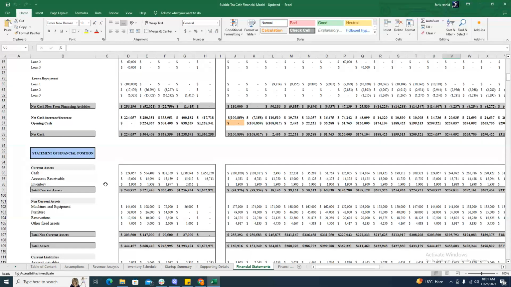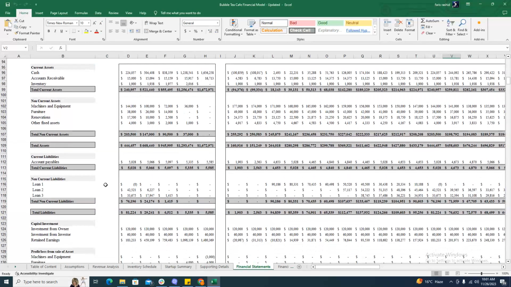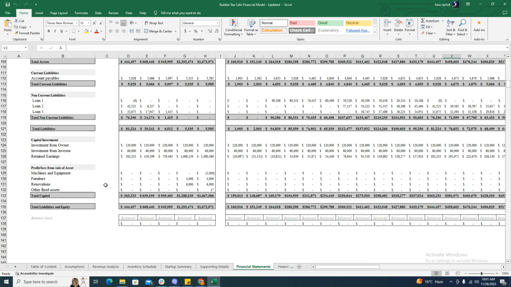Then comes the statement of financial position, also known as balance sheet. This calculates the total current or non-current assets, that is total assets of the business, and compares it with the total liabilities and capital of the business. As you can see over here, it also gives you a balance check that if the balance sheet is balanced or not on monthly basis and yearly basis.